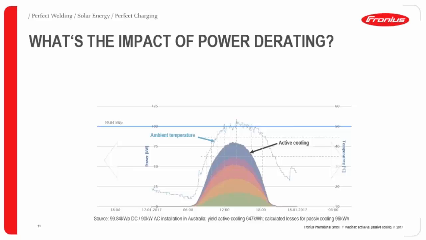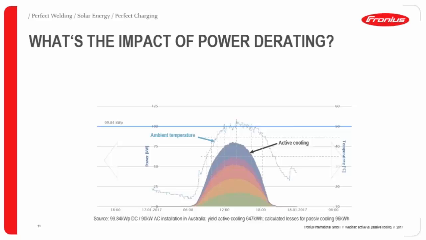The blue curve you can see here is the ambient temperature, which we're also recording. First of all, you can see there is no dent on the top of the curve, so that means none of these inverters are derating, even though the outside temperature measured here actually exceeded 50 degrees, which is already quite a high temperature.